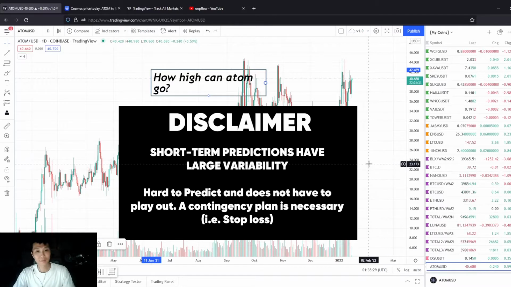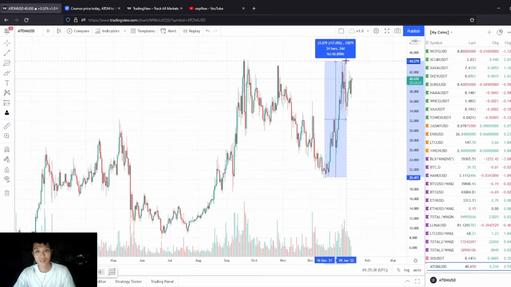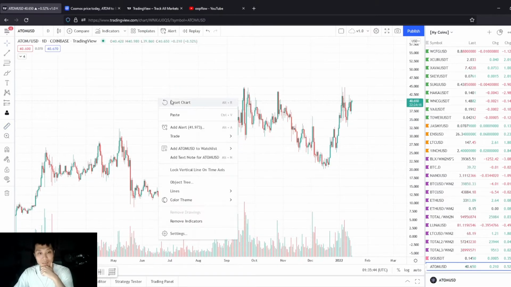So let's get started. Atom has been doing pretty well for the past month while the market is suffering. It has moved up 100%, which is actually quite a lot. That's something to keep in mind.